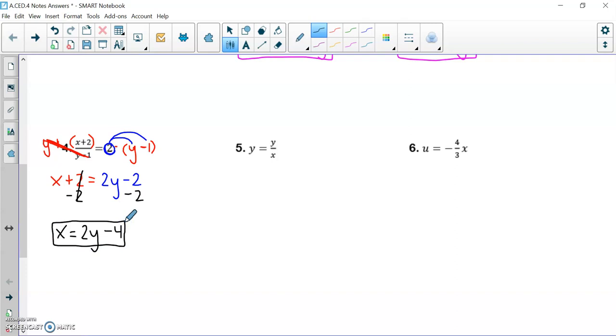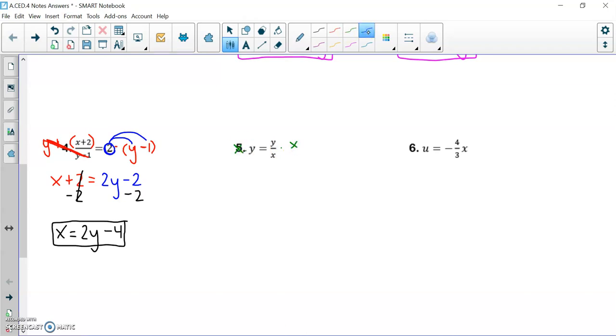Now, number 5 is a little bit tricky, and I'm just going to give you a tip here. If the variable that you're trying to solve for, which we are, is in the denominator, which it is, we need to get it out of the denominator of our fraction. So it might be very helpful for you to get rid of the fraction in general by multiplying both sides by x. That's exactly what we're going to want to do.